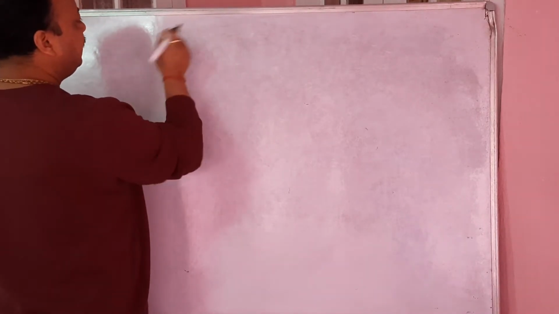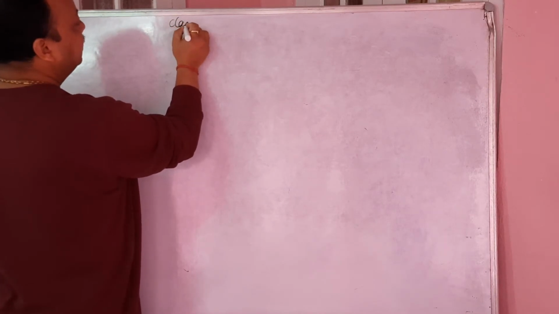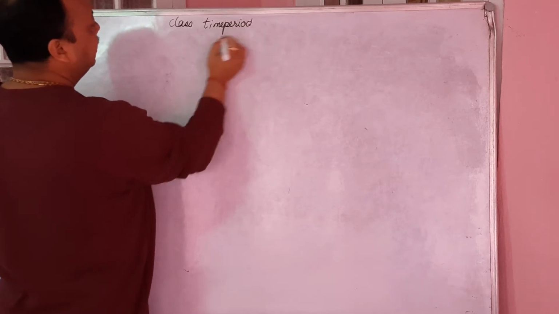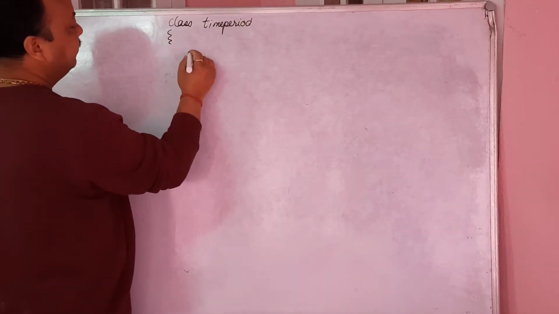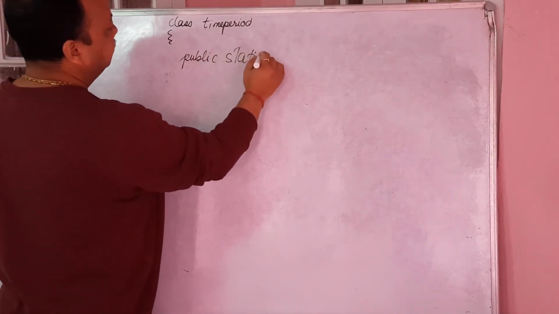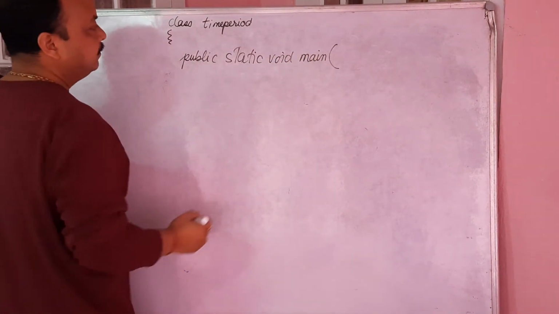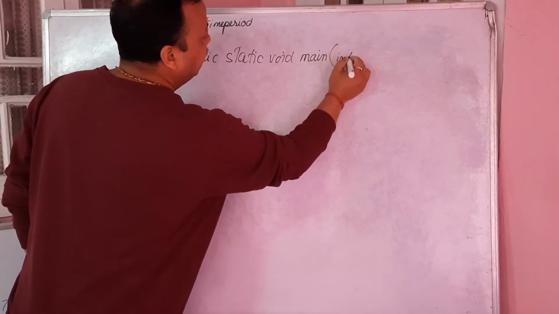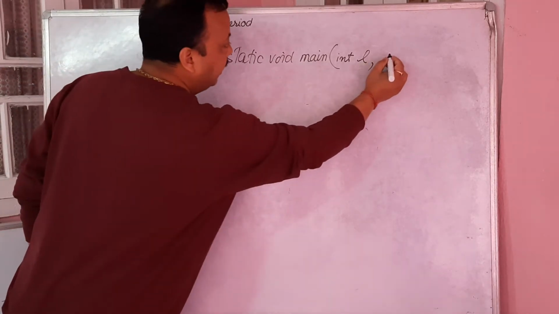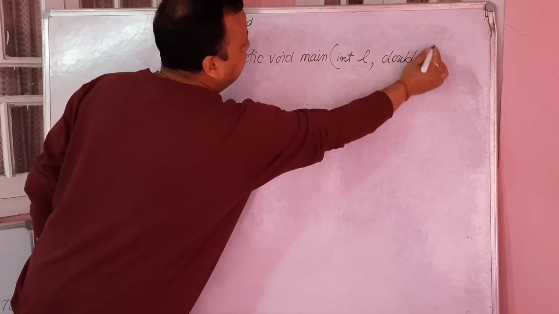So what we'll do, we'll use the first technique, remember? So we'll straight away write class Time Period. Okay? Class Time Period. And I'm writing here, we need to input the length of the pendulum, and we also need to input what? The acceleration due to gravity.